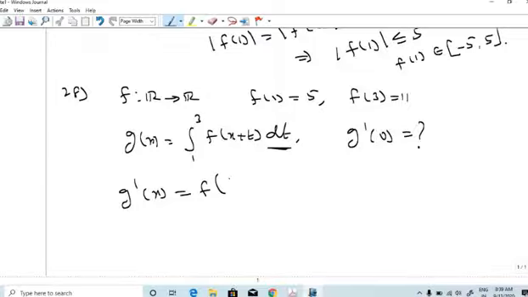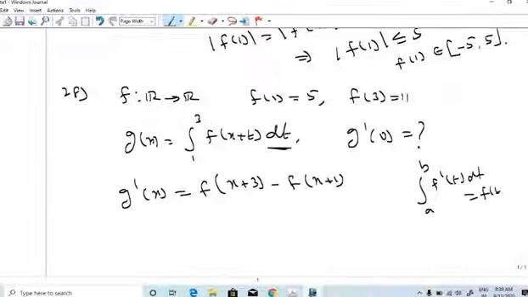Therefore this is nothing but f of x plus 3 minus f of x plus 1. Because we know the result: the integral from a to b of f dash of t dt is nothing but f of b minus f of a. So instead of f here we have f dash, here we have f. Therefore, actually this we have to differentiate. If you differentiate this, you use the Leibniz formula. The differentiation goes inside. We get the partial derivative. Therefore, we get f dash.